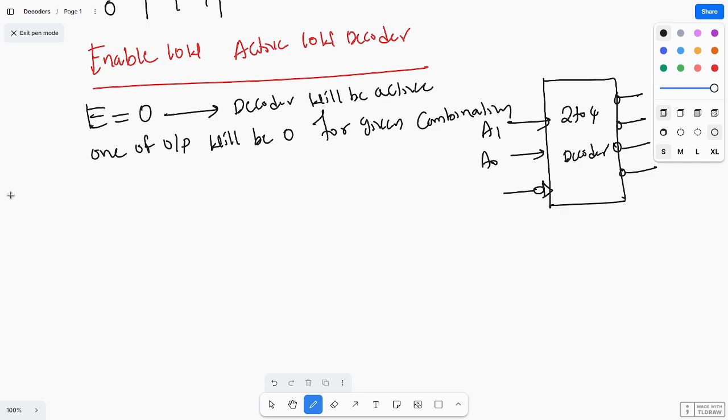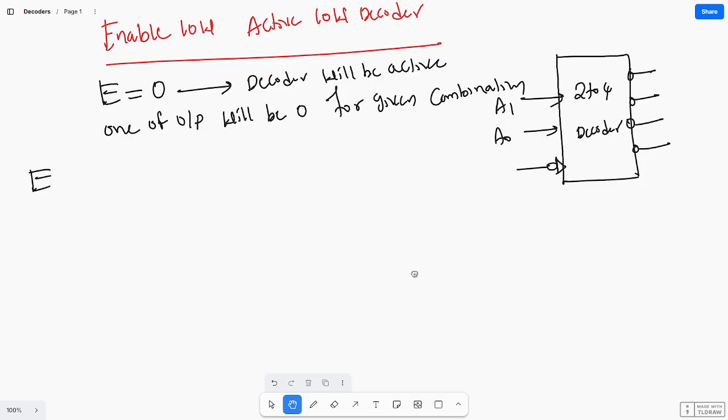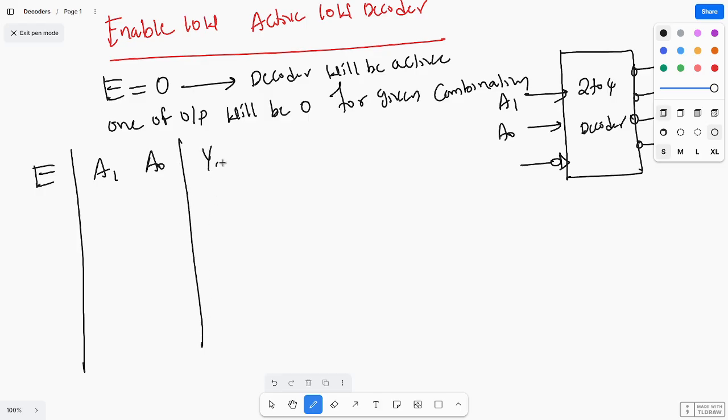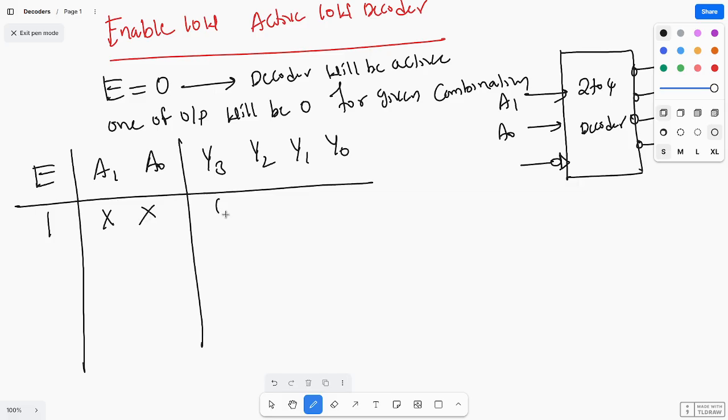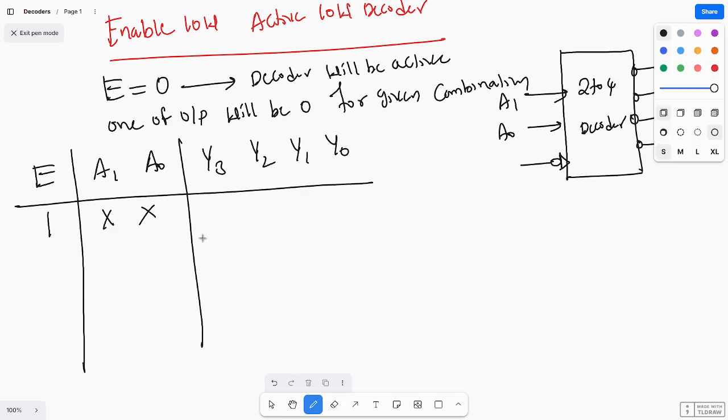If you see the truth table: enable, then A1, A0, and the outputs Y3, Y2, Y1 and Y0. Here, when enable equal to 1, whatever may be A1 and A0, the output will be active low, so that means the output will be 1.